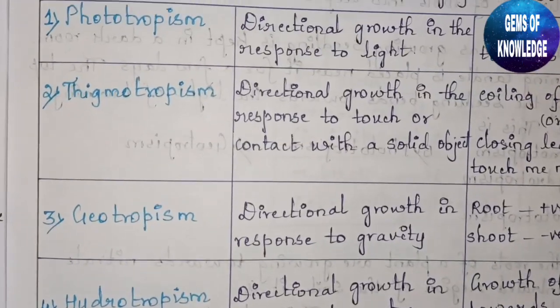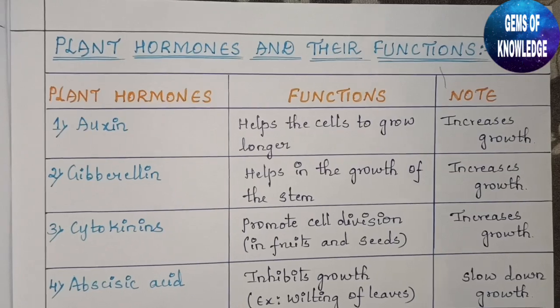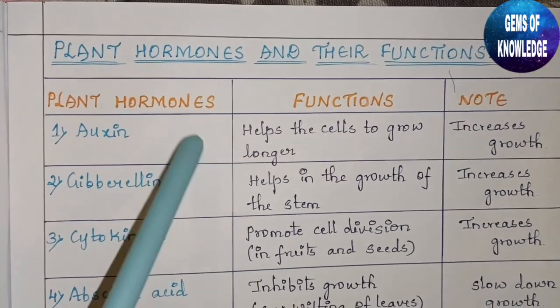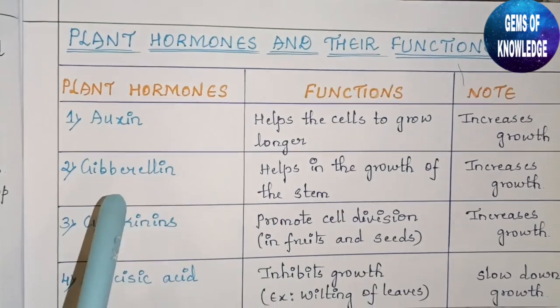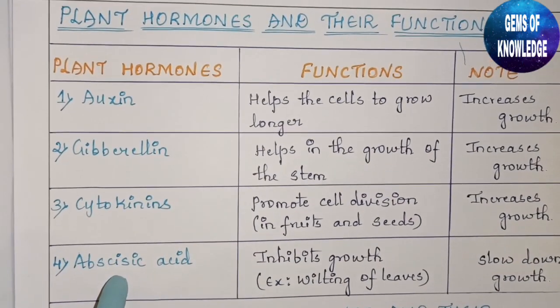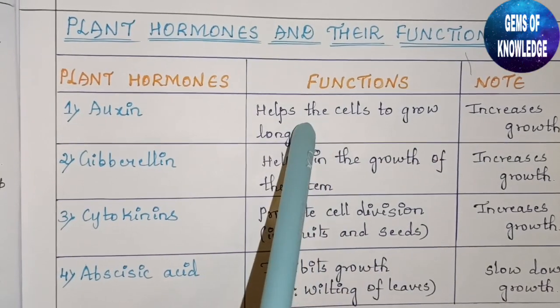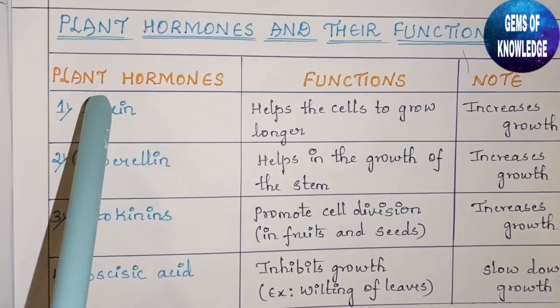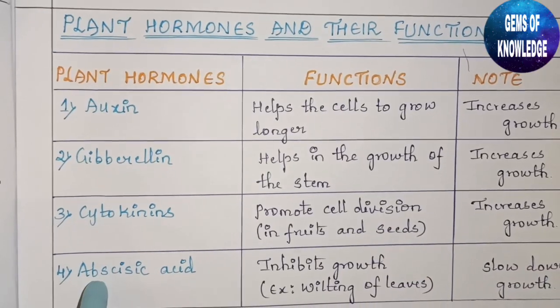I hope this is clear. Next we will move on to the hormones. Here we are going to study the plant hormones and their functions. There are four types of plant hormones: auxin, gibberellin, cytokinin, and abscisic acid.